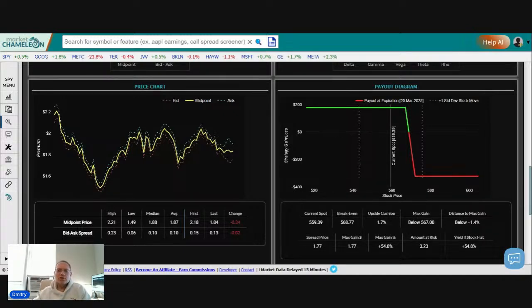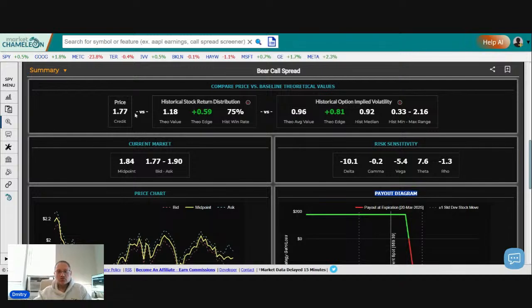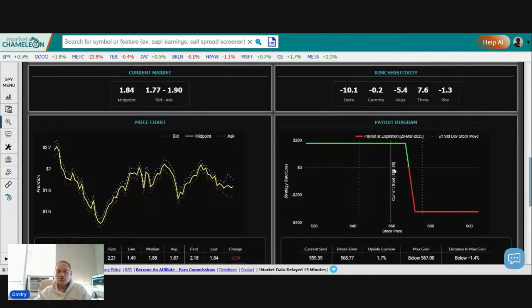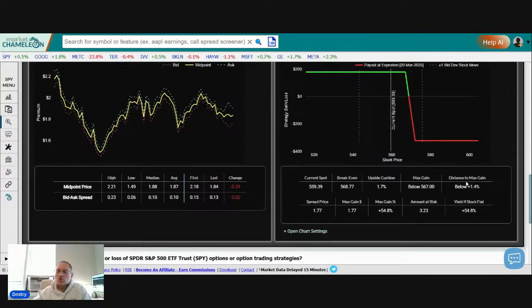Then here, quickly, we have a payout diagram, and this shows at expiration what your potential reward and risk is, right? So this shows us potential reward, $1.77. If we sold it for $1.77, and both options expire worthless below this strike, that's our potential reward. Here's our break even, and our potential risk is $323 if the stock goes above that high strike.